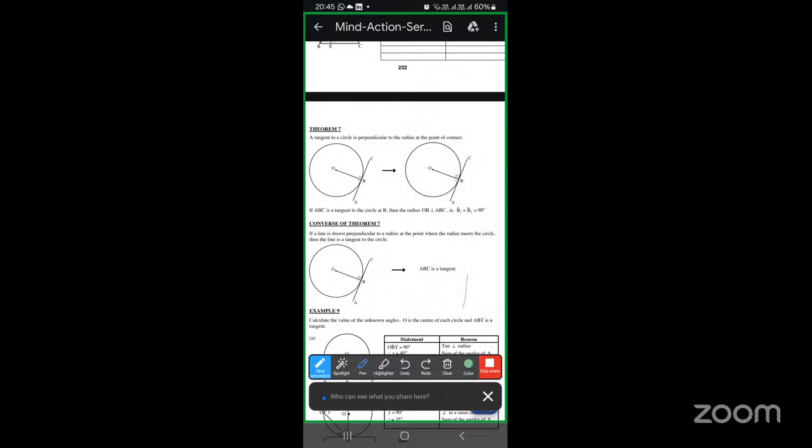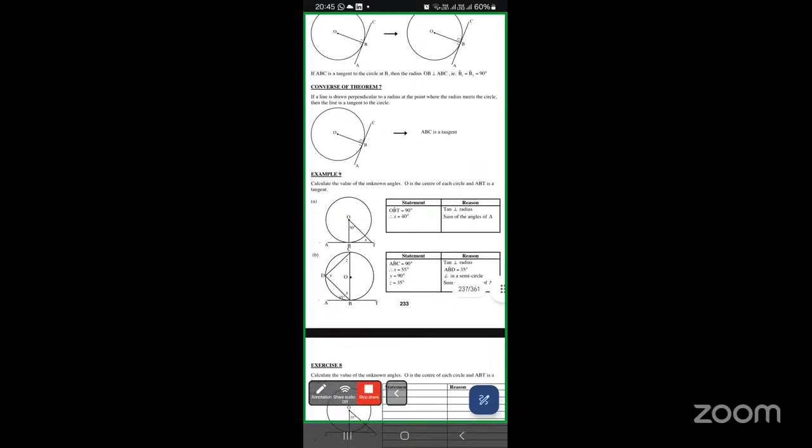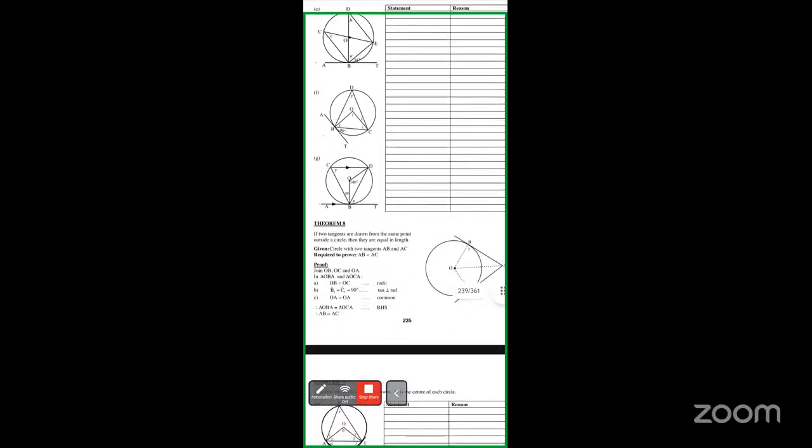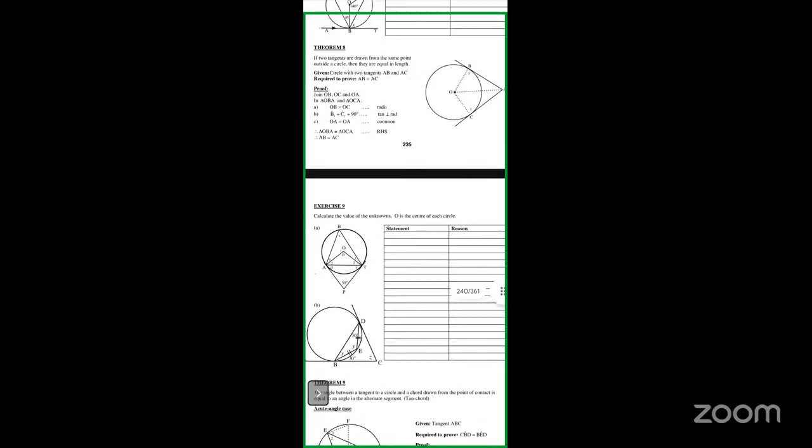Then we can go to the converse of that. If it is given that you have a line perpendicular to the radius of the given circle, you can conclude that the line is a tangent, using the converse of the tangent perpendicular to the radius theorem. Then we can proceed to the next theorem, theorem 8, I think the second last.